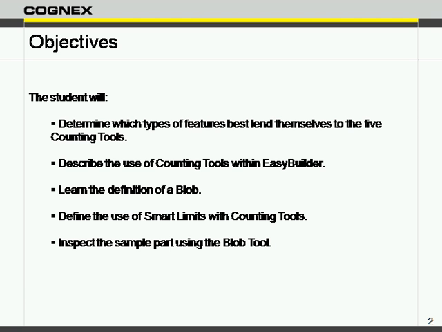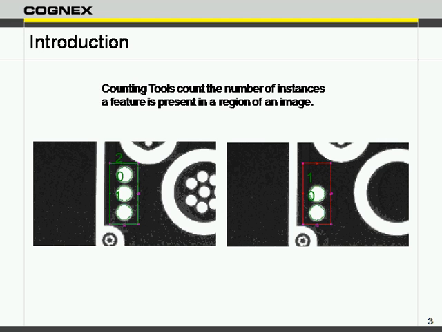So that will be inspecting the sample part using a blob tool. What we'll be doing, as I described in that demo, is looking at the LEDs on the side of the case right here and determining whether the three are there or if one of the LEDs is missing. The EasyBuilder Smart Features will determine what the range is by coming up with three blobs. And if there are not three blobs over here, there is one missing.